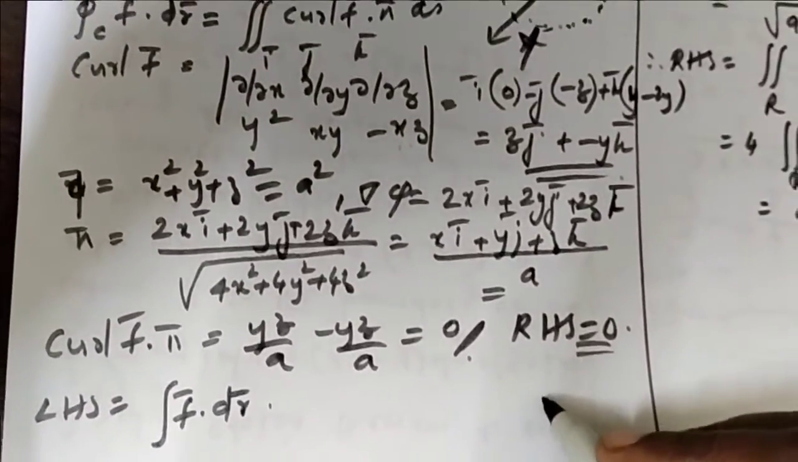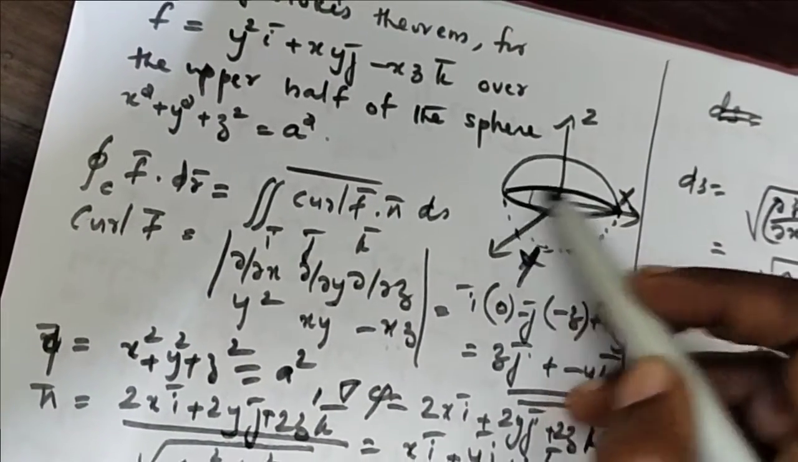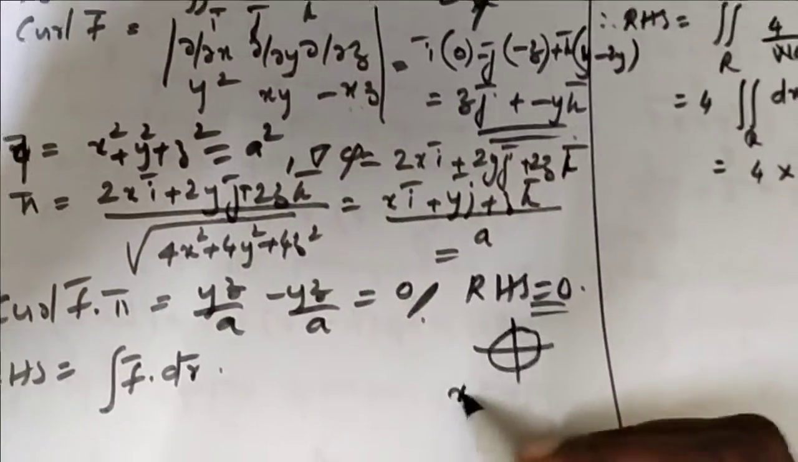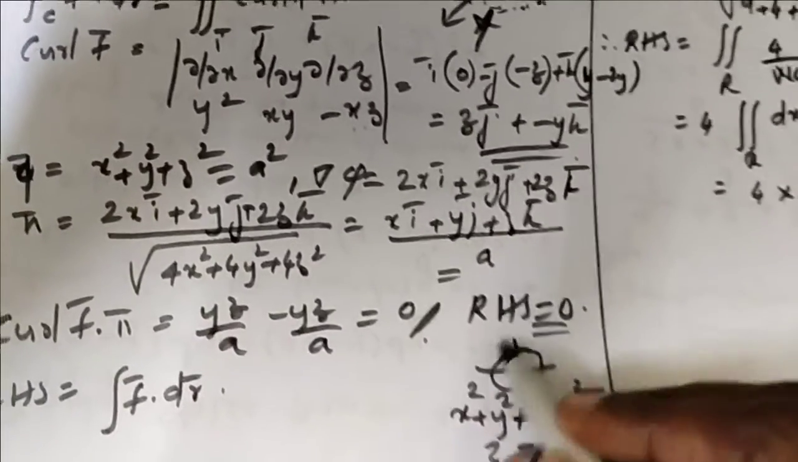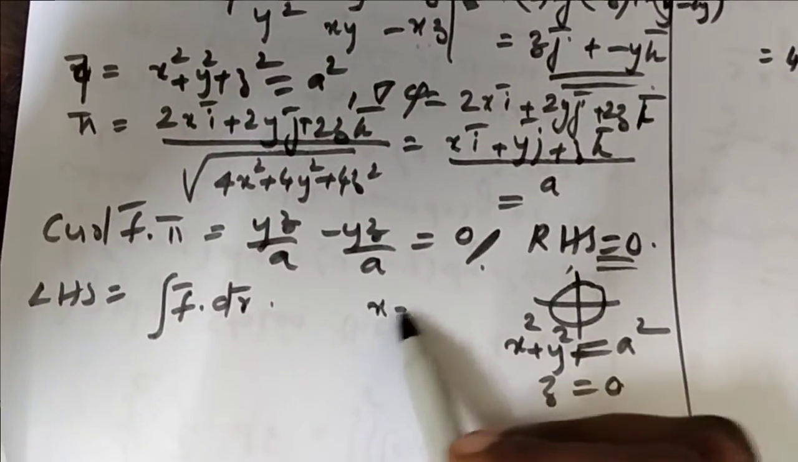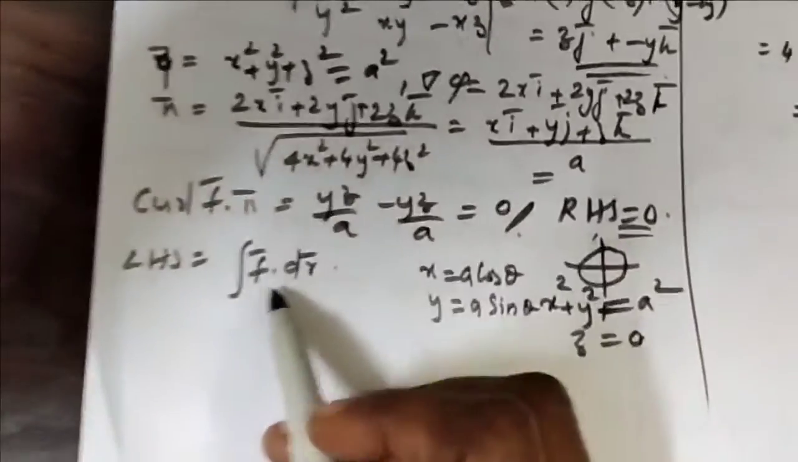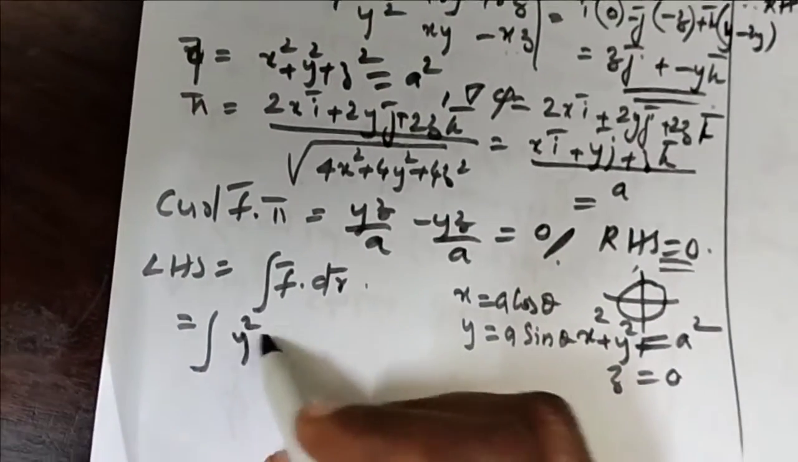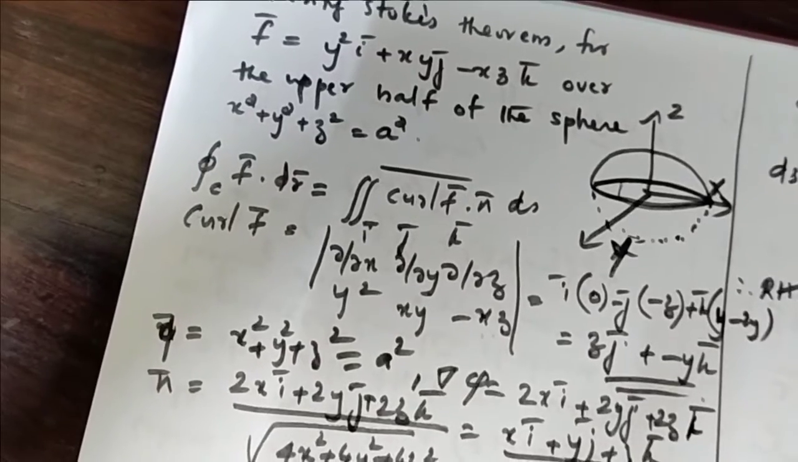So what is the boundary of this upper sphere? The boundary will be the circle. So we are projecting on the xy plane, we get a circle: x square plus y square is equal to a square, and z is equal to 0 because on the xy plane z is 0. So for x square plus y square equal to a square, we have to put the parametric equation. X is a cos theta and y is a sin theta, because for a line integral we need only one variable. So what is F dot dr? It is y square dx plus xy dy minus xz dz.